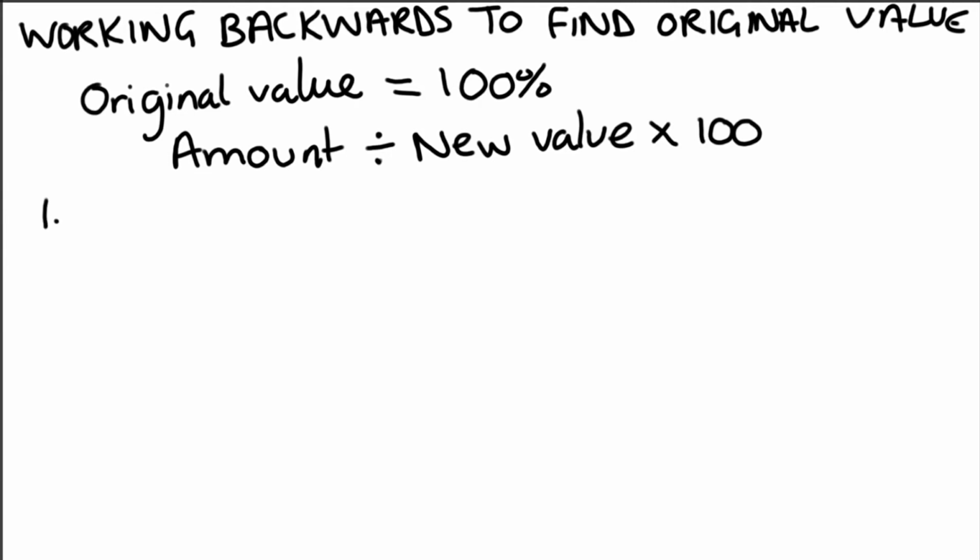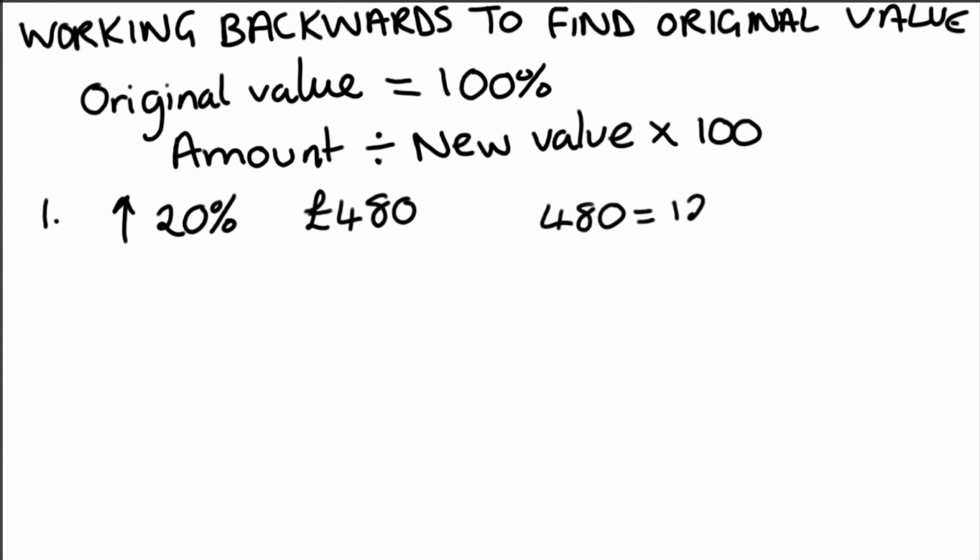Number 1. The price of a watch has increased in value by 20% and is now worth £480. And we're trying to figure out what it was before that increase of 20%. So our first step is to put the £480 equivalent to the percent that it's now worth, its new value. It's now worth 120%.